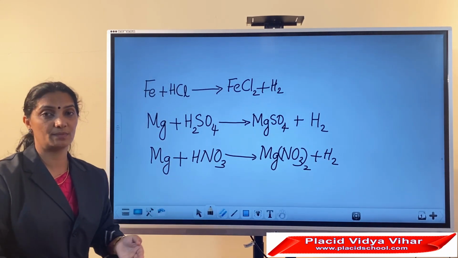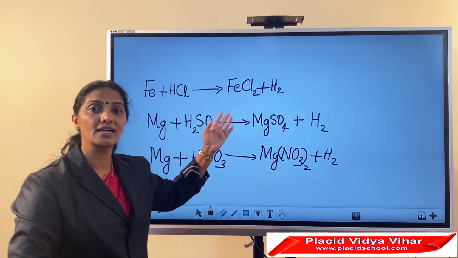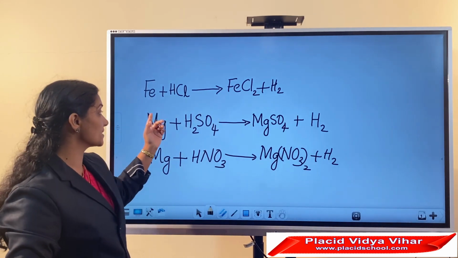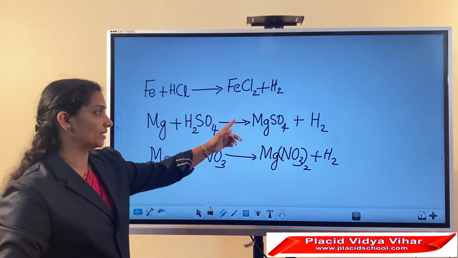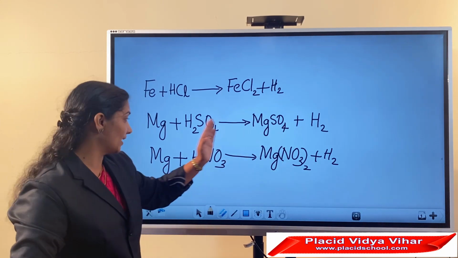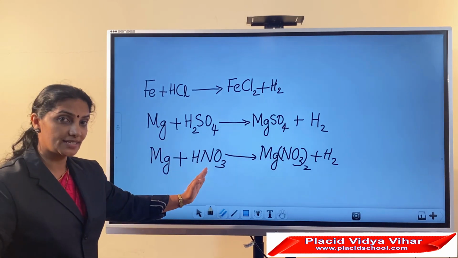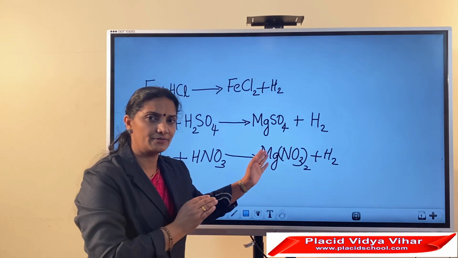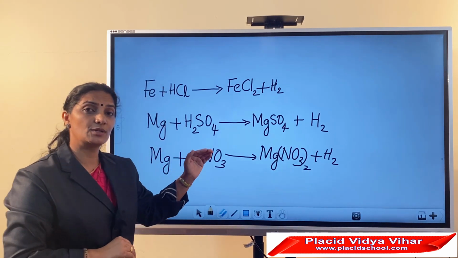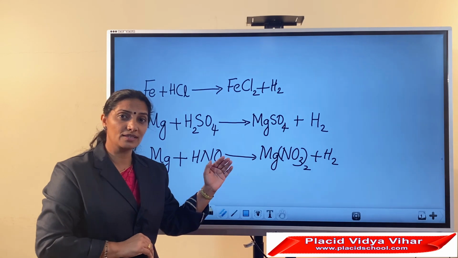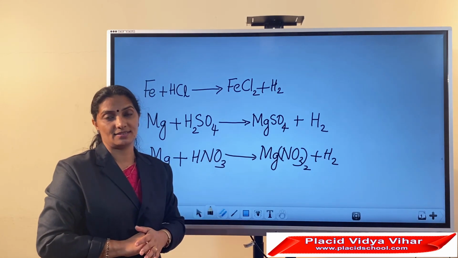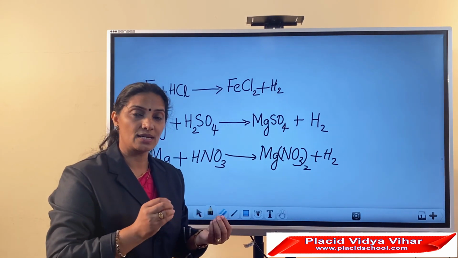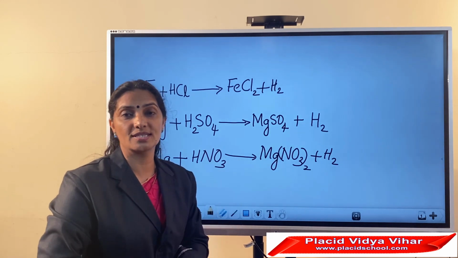The chemical formula of magnesium nitrate is Mg(NO3)2, plus hydrogen. We have some examples for reaction of metal with acid. Magnesium plus sulfuric acid gives magnesium sulfate and hydrogen, while magnesium plus nitric acid is magnesium nitrate and hydrogen. In the case of nitric acid, it has a particular nature. It is called an oxidizing agent. Oxidizing agent means something that can produce oxygen.